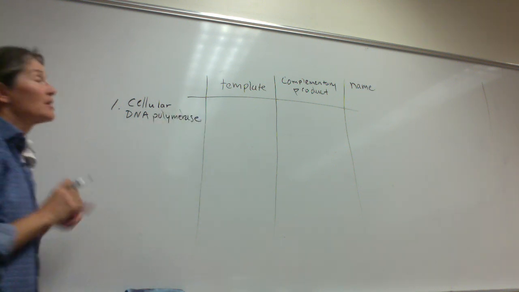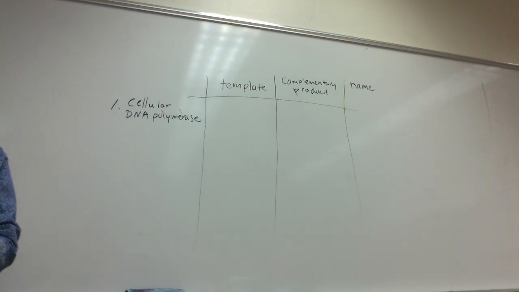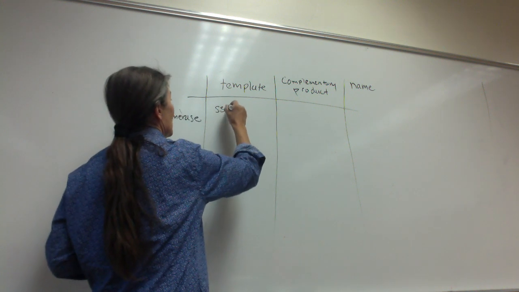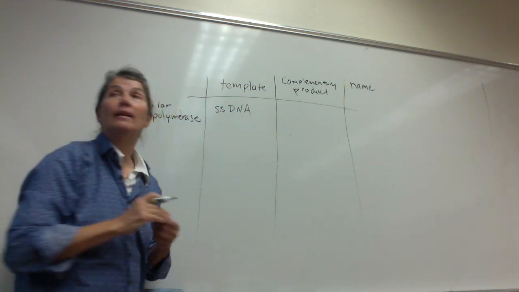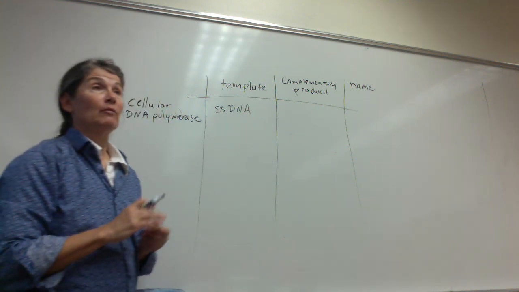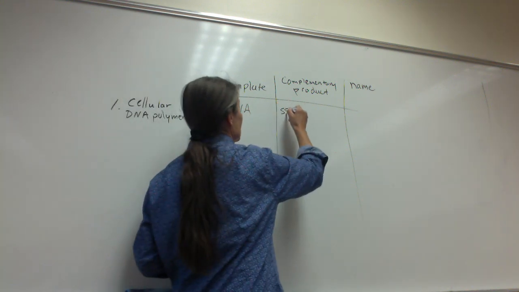So with cellular DNA polymerase, folks, what's the template? What's the guide? You can look at the table here. It's totally cool. Single-strand DNA, awesome. And what's the product? Single-strand DNA, right? Complementary DNA. Does that make sense? Okay.